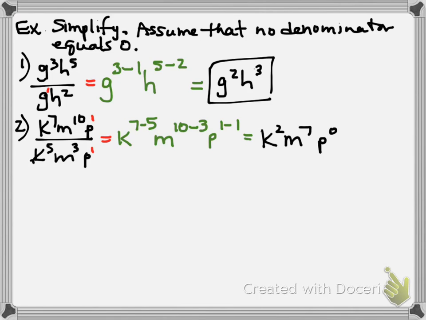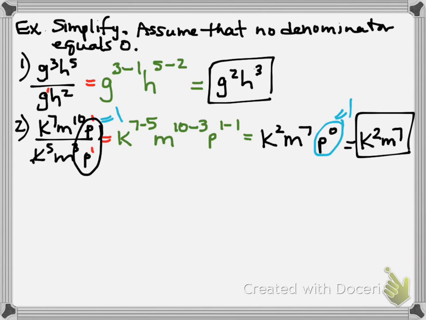Now, we're kind of previewing something that's going to show up on Monday. What do I get when I divide something by itself? So when I divide p by p, I get 1. So actually, this also equals 1. When you get an exponent of 0, so again, this is kind of a preview of what's showing up, we end up eliminating that variable as being part of the answer because it canceled out. So your final answer is just k squared m to the 7th. I'm pretty sure I excluded any problems like that from your homework.